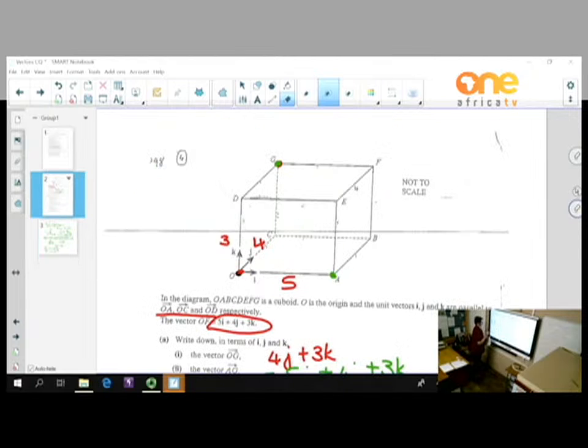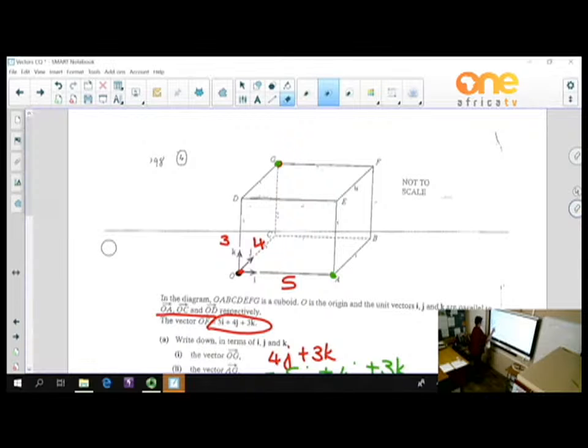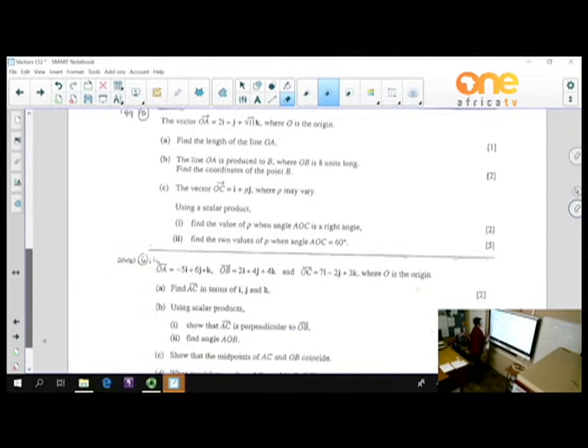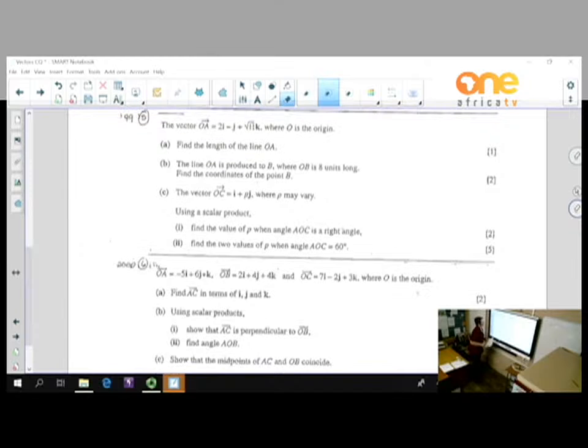Right, now the next question is, we're looking now at question 5. The vector OA is 2i minus j plus square root 11k, where O is the origin. Find the length. What is the length of a vector? This is Pythagoras. So I just need to calculate that one with Pythagoras, and your answer is 4.